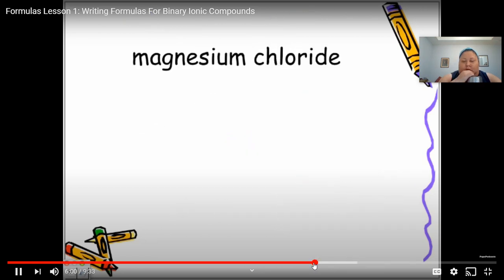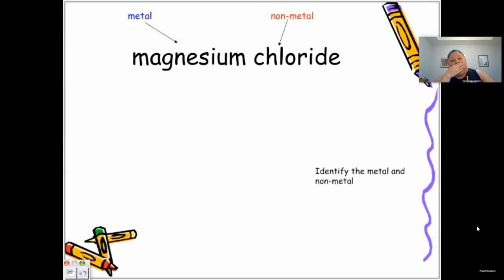Okay, let's look at our next example. Magnesium chloride. Again, first step before you do anything, identify metal, non-metal. Magnesium is the metal. Chloride is the non-metal. So now we can go on and use the 5-step crossover rule. Now, if you do not find a metal and non-metal, if the two happen to be non-metals, you cannot use the 5-step crossover rule. Okay, the 5-step crossover rule is only for metal and non-metal.